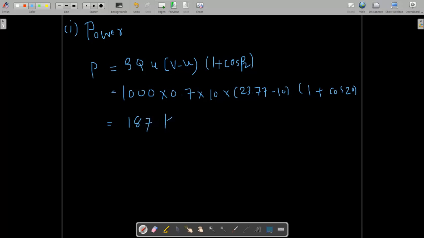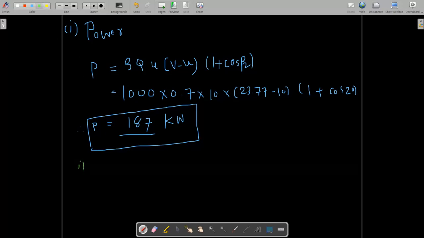Okay, here the unit is not mentioned, but for the sake of simplicity, we have to write in kilowatt. Otherwise, it will be 18700, so it will not be an appropriate way to answer. So this is our first answer, power. Next, we have to find the hydraulic efficiency.